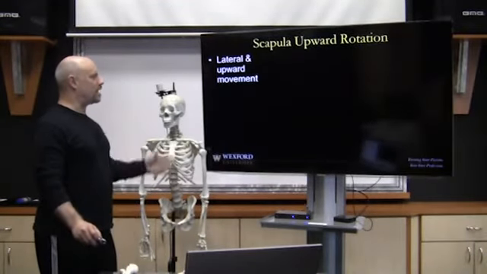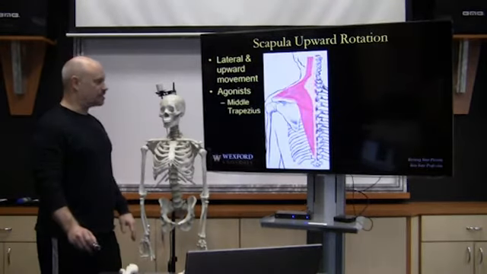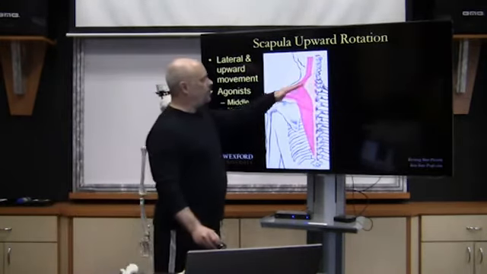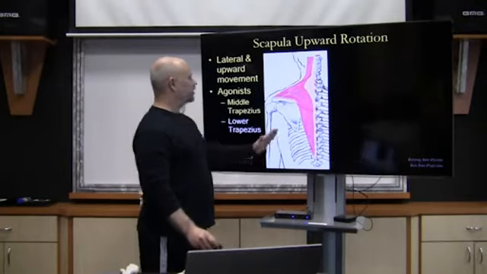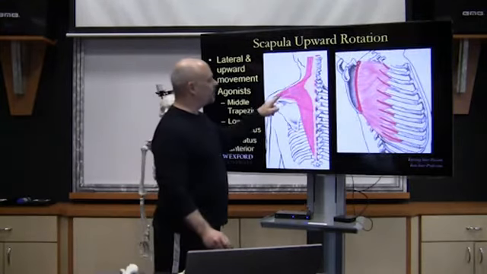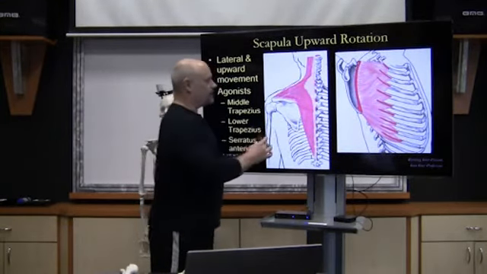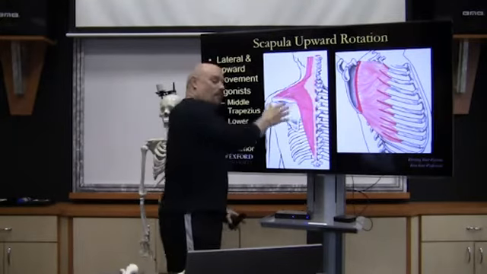Upward rotation is lateral and upward movement. The agonists are the middle traps; once again, they pull this way. The lower traps pull down. Then we have the serratus anterior. They pull this way, and this way, so it gets a force couple, and they rotate the scapula upward.